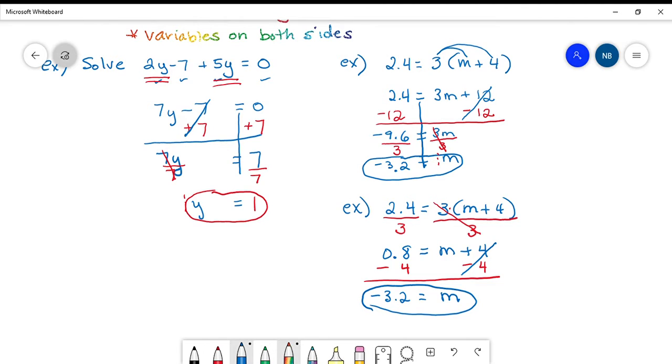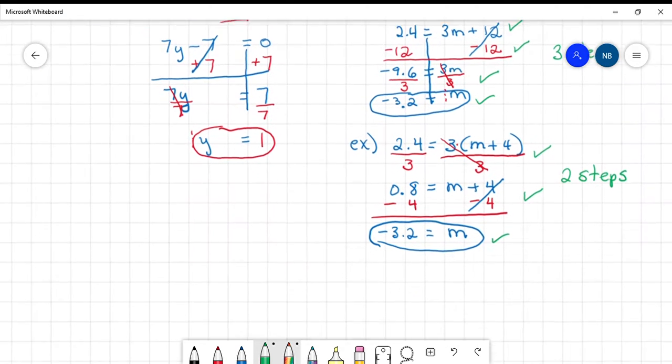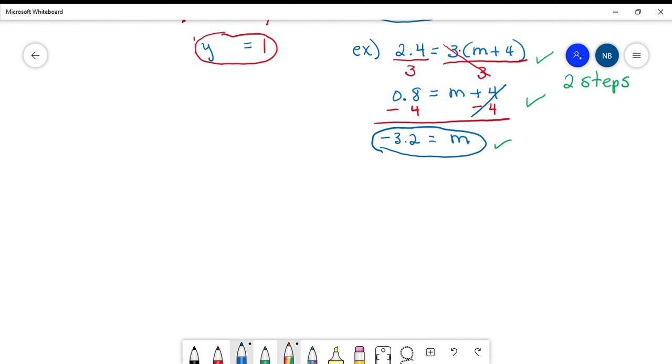Now, you can use either one of those techniques. Notice that this first technique, let's count the steps. We had a distribution step, we had subtract 12, and we had divide by 3. In the second technique, we had the divide by 3 step and the subtract 4 step. So this was 3 steps, and this was 2 steps. The answer is the answer, regardless of which way you go about it. So you can choose. Just don't break any rules. Don't do anything wrong. Easy for me to say, right? Okay, next example.